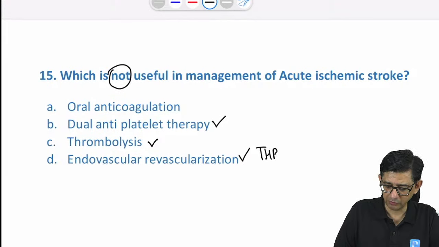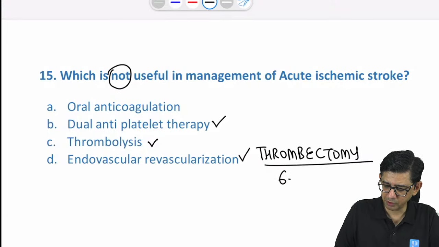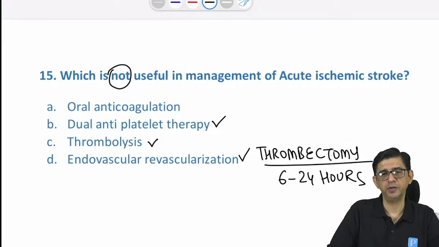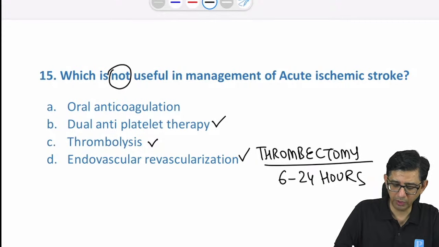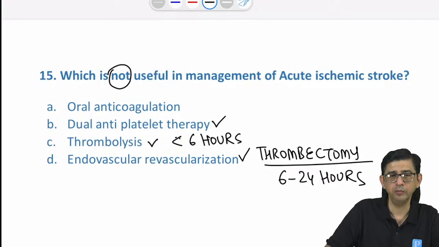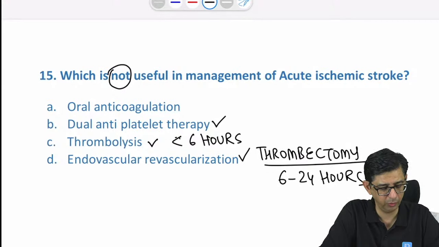That endovascular revascularization is thrombectomy. So this thrombectomy will be done if a stroke patient is presenting between 6 to 24 hours of consultation. If he presents in the first 6 hours, we'll be going ahead with thrombolysis, though the window period is obviously 4.5 hours ideally, but up to 6 hours we can be doing thrombolysis.